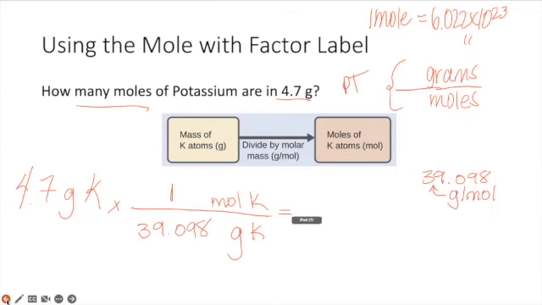All right. So if we were to do the math there and use sig figs, this comes out to 0.12 moles of potassium.